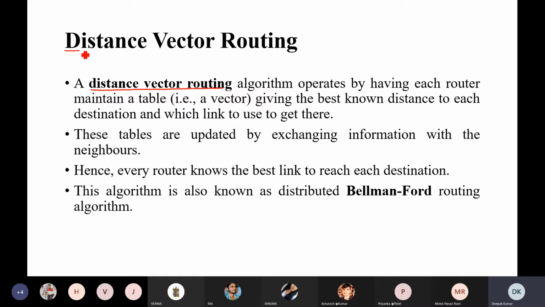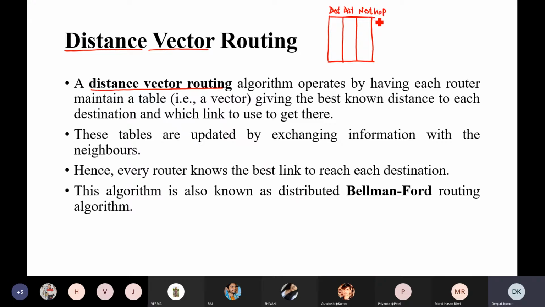Basically, the distance column is also known as the vector of the routing table. The table created by each router will look like this: one column for the destination, another column for distance, and the last column for next hop.